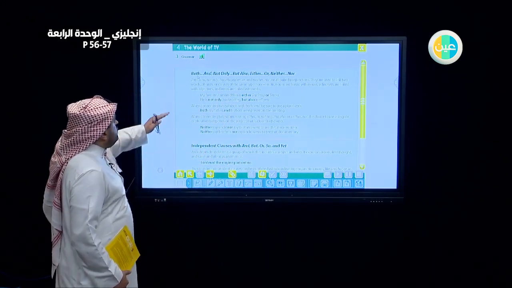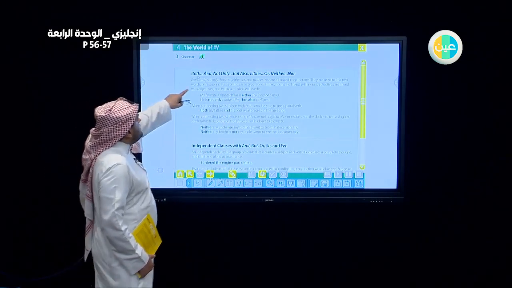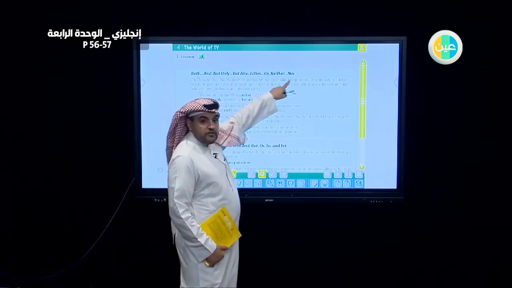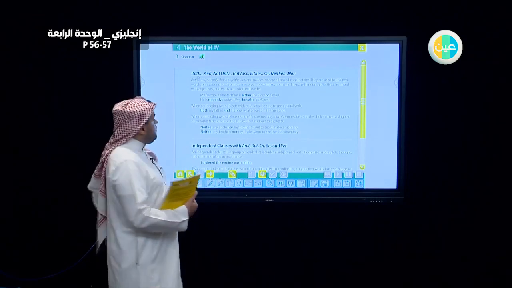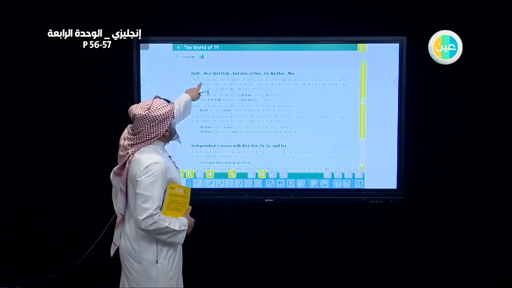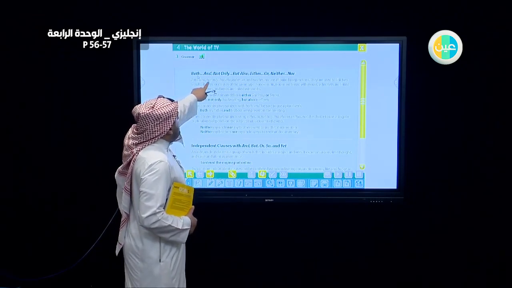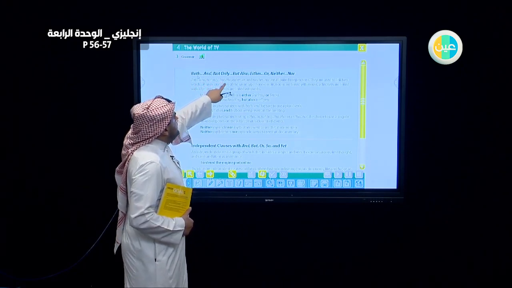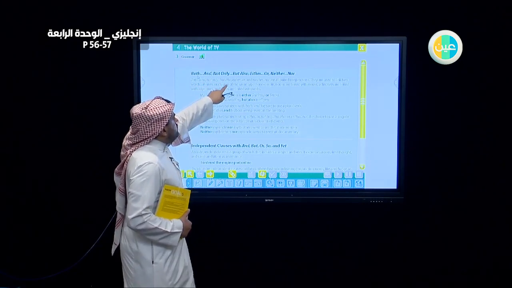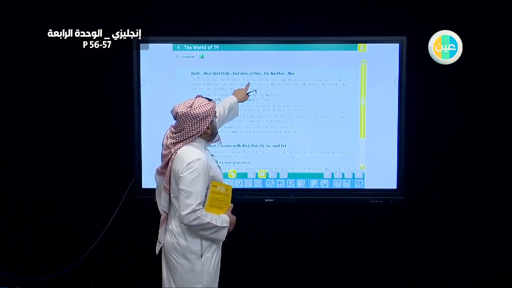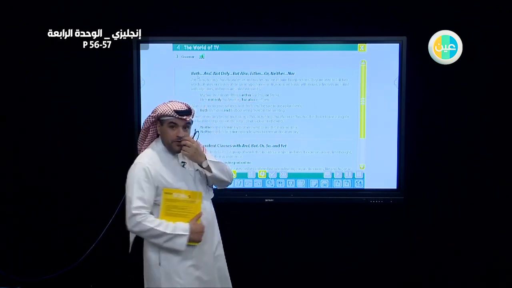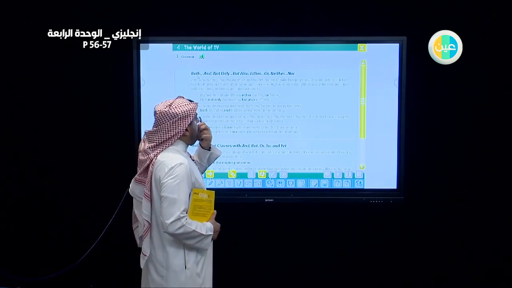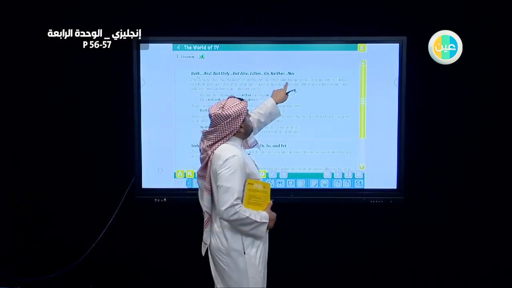In grammar, we'll take 2 parts. The first one is about paired conjunctions, which means how to link sentences together. Here it says both and, not only but also, either or, neither nor. How can we use these 4 phrases? They are called paired conjunctions.